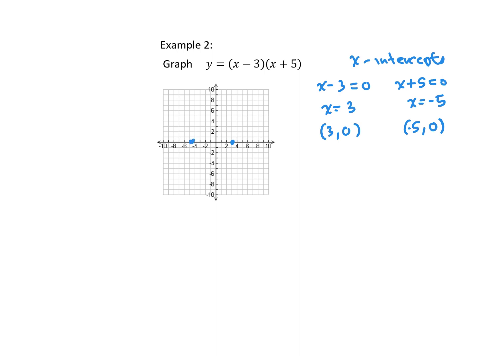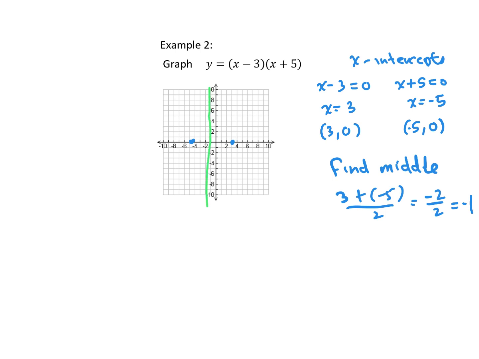What else could I find? Well, I could find the middle, because I know it's symmetrical. The middle is like the average between the 2 points. So I could add 3 and -5 and then divide by 2. So I know the middle's at -1. So the middle is somewhere on here. There's the axis of symmetry. And I know that the vertex is on that axis of symmetry.